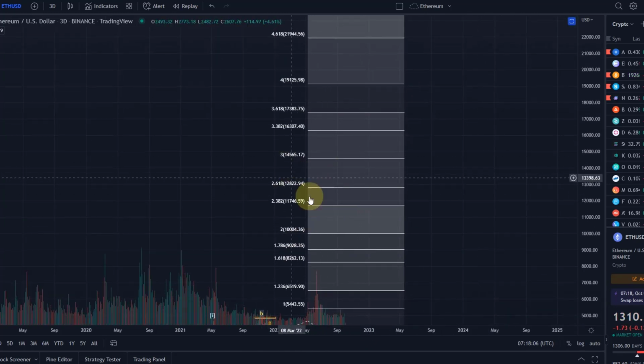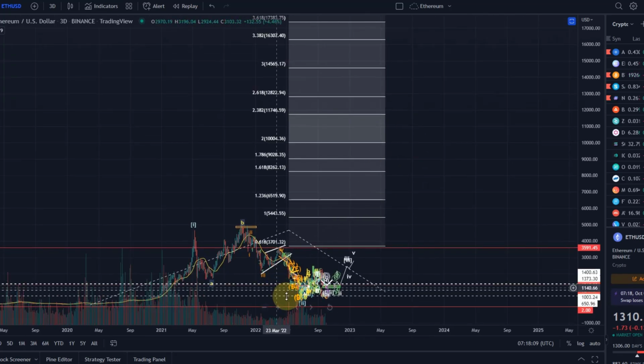And overall, this would be a wave 3, maybe here to $10,000, then there will be a wave 4 down, which should be a shallow retracement, and a wave 5 up. The textbook target for the wave 5 would be the 2.618 extension at around $13,000. So let's zoom in.